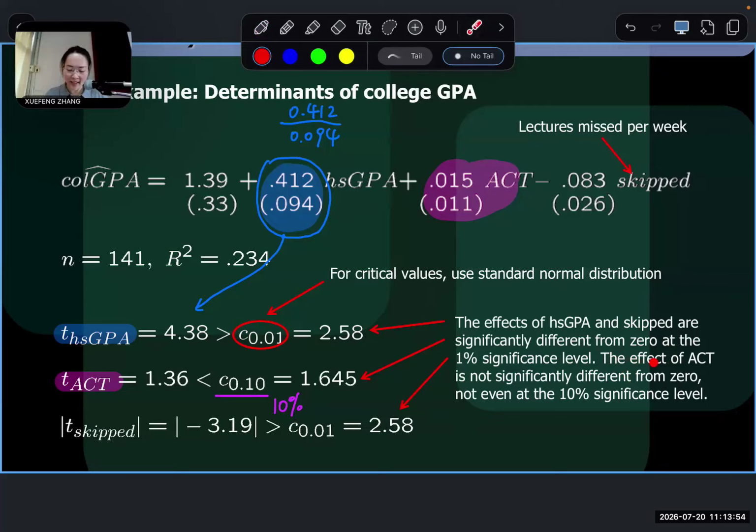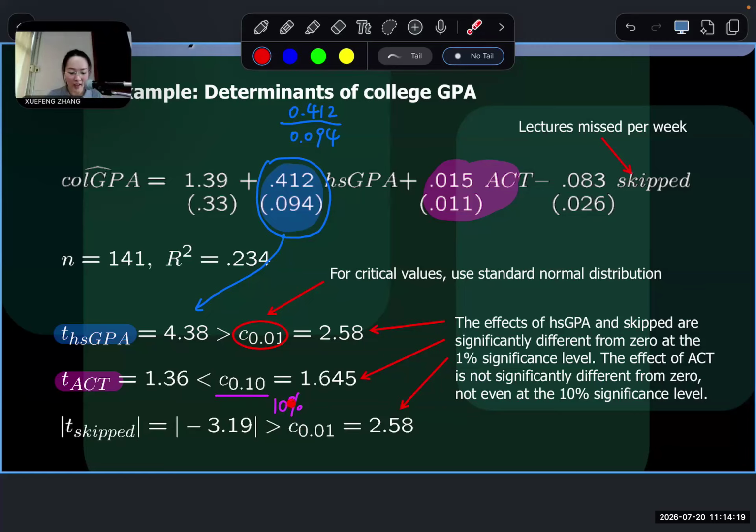So basically, the effect of ACT is not significantly different from 0 because we cannot reject H0 here. Not even at the 10% significance level. Actually, 10% is very loose. This critical value is very loose. It's not strict.